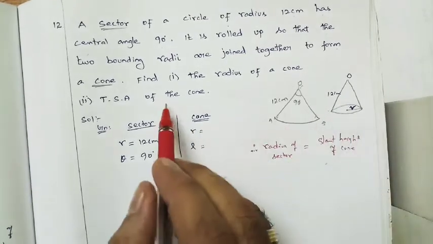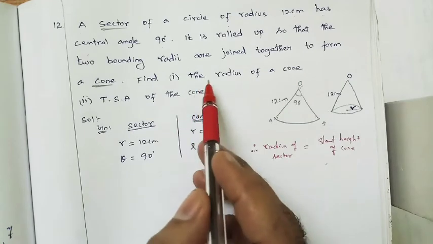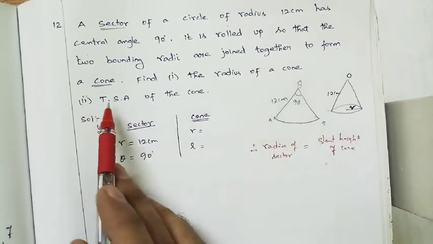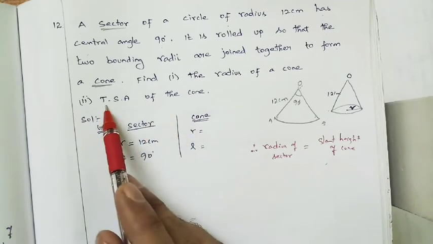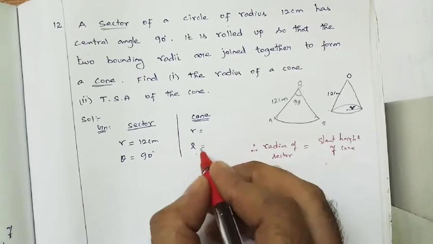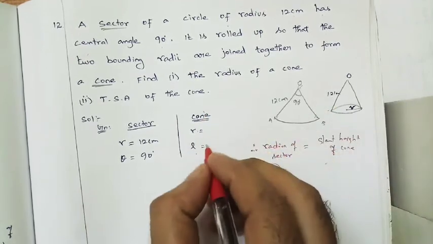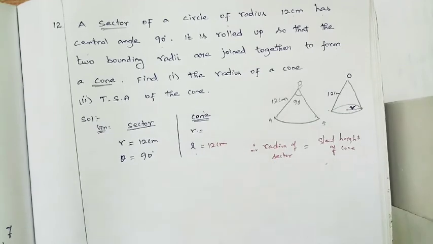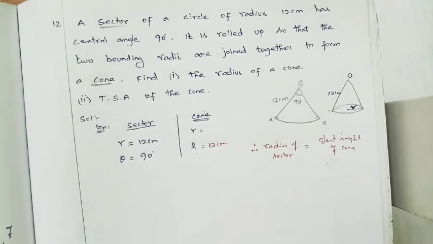Now, what are the things we need? We want to find the radius of the cone and the total surface area of the cone. For finding the total surface area of a cone, we need a radius and a slant height. Now we know the slant height: the slant height of the cone is 12 centimeters. Radius we want to find. How are we going to find the radius?